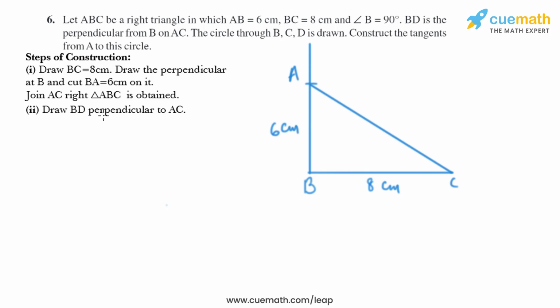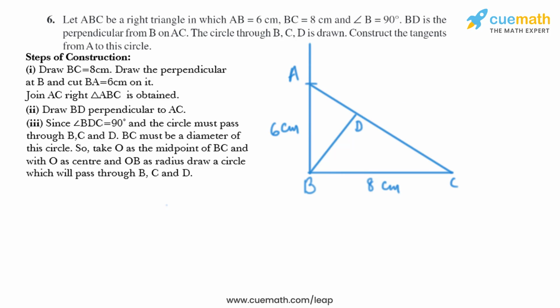Now in the next step we need to draw BD perpendicular to AC. So we'll draw a perpendicular to AC, that is BD. Now in the next step, since angle BDC equals 90 degrees, the circle must pass through B, C and D. BC must be the diameter of this circle. So take O as the midpoint of BC and with O as center and OB as radius, draw a circle which will pass through B, C and D. So we'll take the radius as OB and draw a circle that passes through points B, C and D like this.